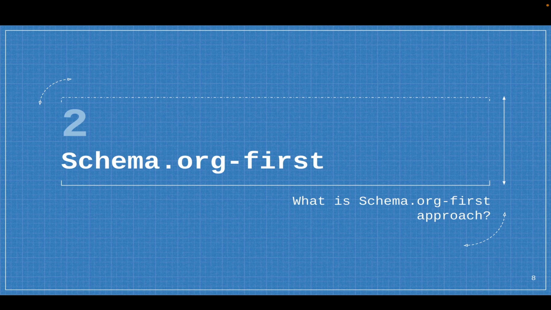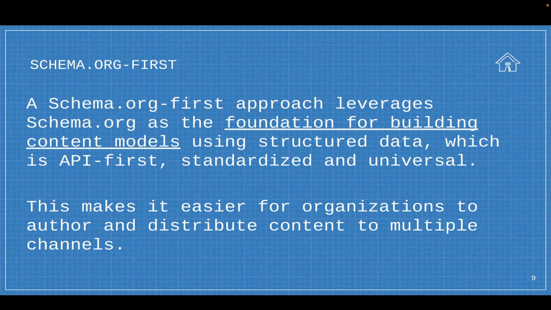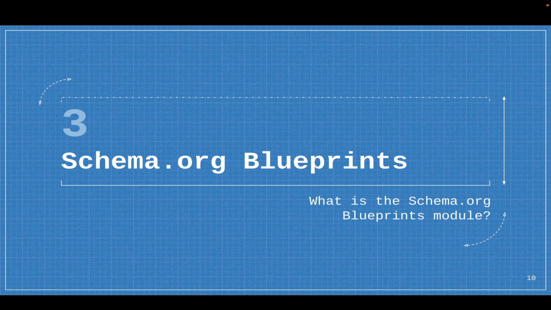So what is a schema.org first approach? That's what this module is kind of working off of. A schema.org first approach leverages schema.org as the foundation for building content models using structured data, which is API first, standardized, and universal. This makes it easier for organizations to author and distribute content to multiple channels. API, it's easier to author content because we all know what it is. It's based on a foundation that's a standard. And it makes a huge difference.